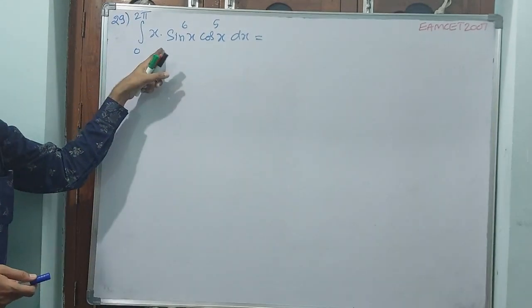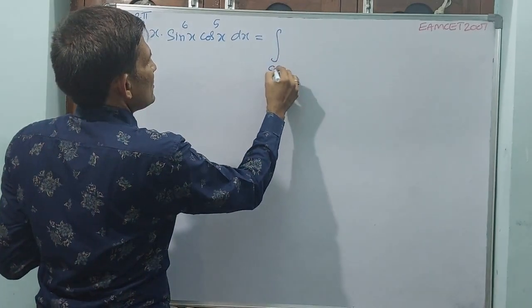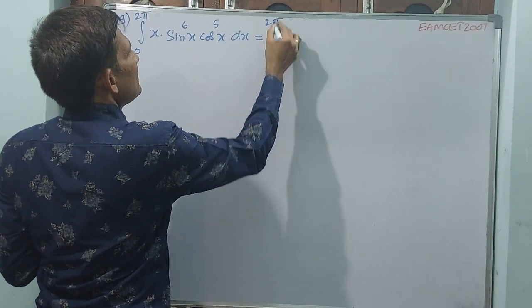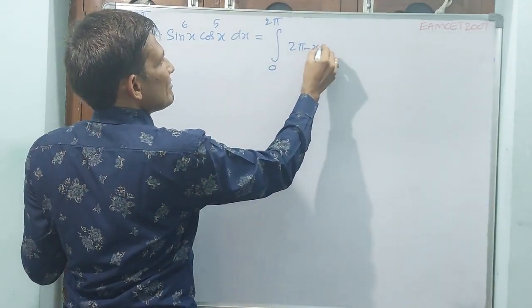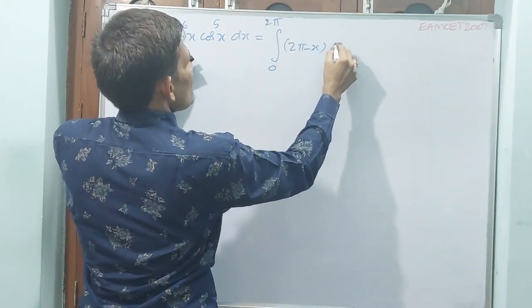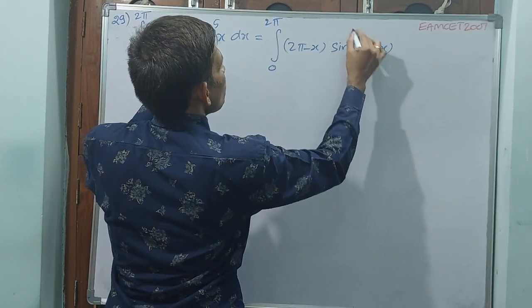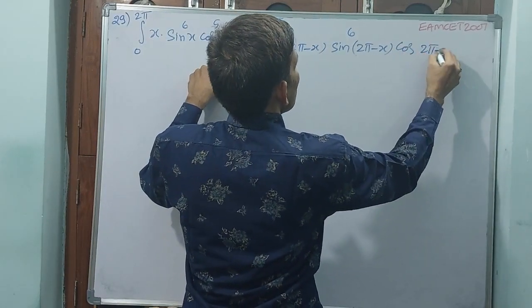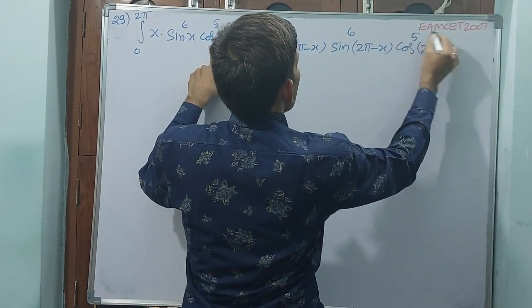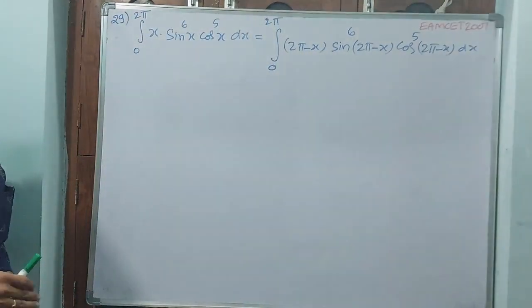I am applying 0 plus 2 pi minus x. See what I am doing: 0 to 2 pi only, and 2 pi minus x will come. Sin of 2 pi minus x whole to the power of 6, cos of 2 pi minus x whole to the power of 5 dx. Okay, this property we know.